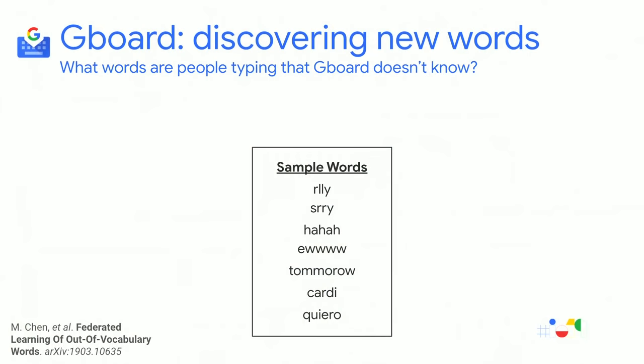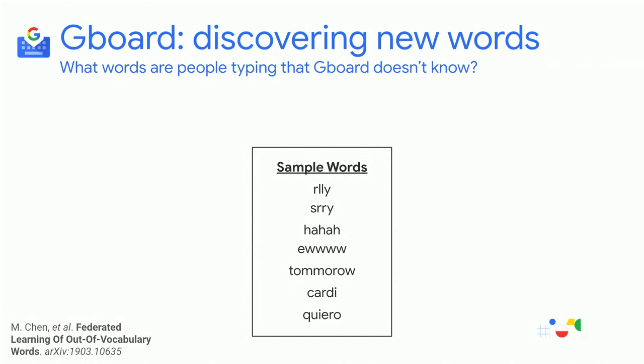Here is a sample of words that people tend to type that Gboard doesn't know. How did we get this list of words if we're not sharing the raw data? We actually trained a recurrent network to predict the sequence of characters people type when they're typing words that the keyboard doesn't know. And that model, just like the next word prediction model, is able to be used to sample out letter by letter words. We then take that model in the data center and we just generate from it. We generate millions and millions of samples from that model that are representative of words that people are typing out in the wild.